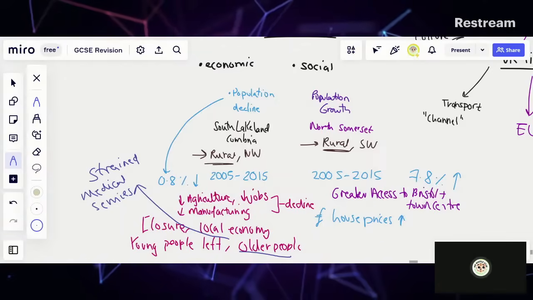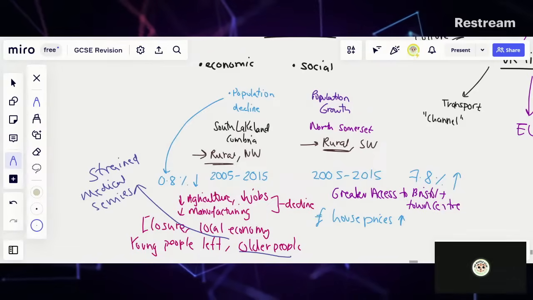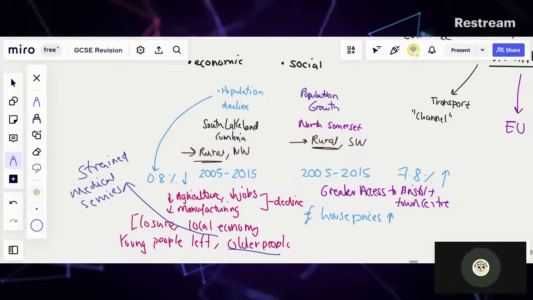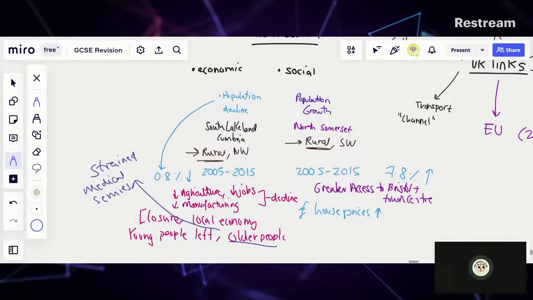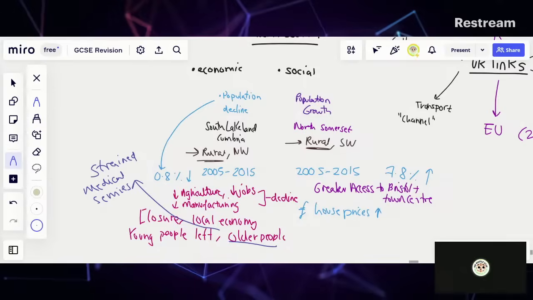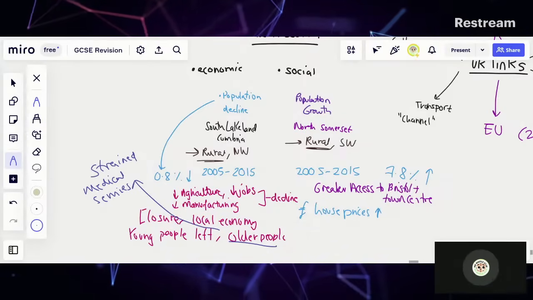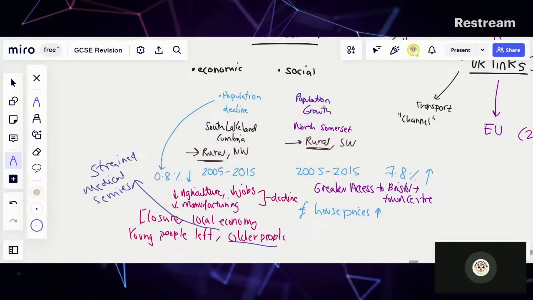Okay, just going back to that. So, thank you for telling me, by the way. I didn't even realize. So yeah, house prices increased in North Somerset, and it actually put a lot of strain because of the population increase.